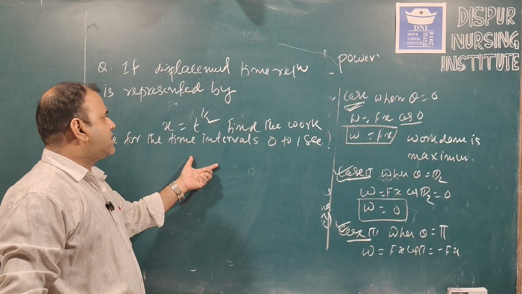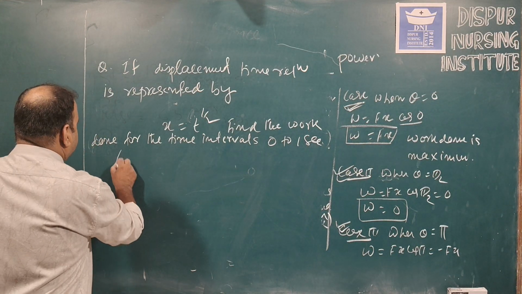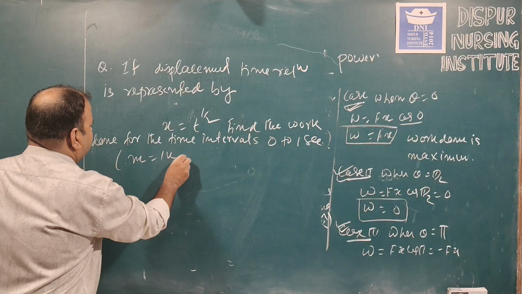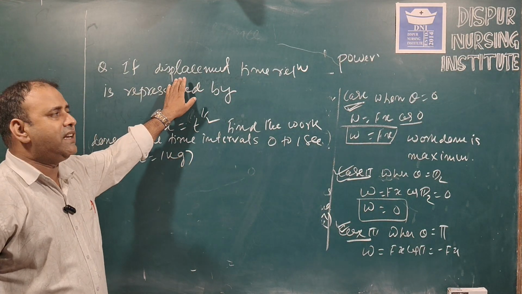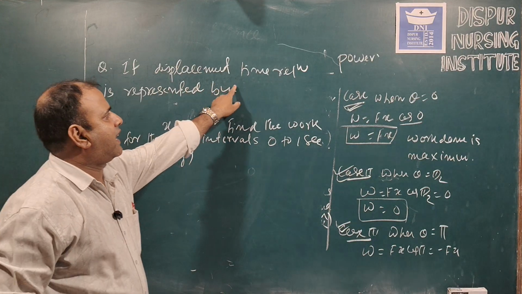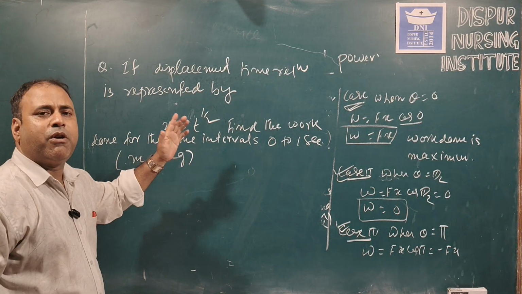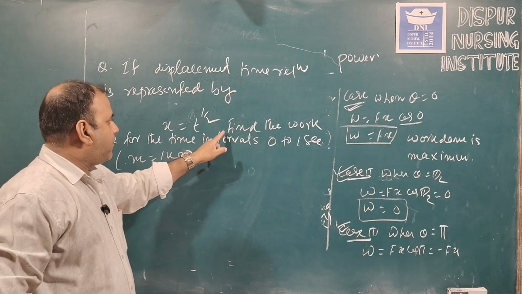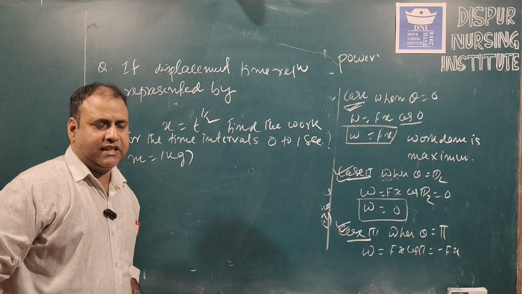So in this case you can see which formula we are going to use, and you remember the mass is given, suppose 1 kg. So this is the relation. That means if the displacement-time relation is represented by x is equal to t to the power half, find the work done for the time interval 0 to 1 second.